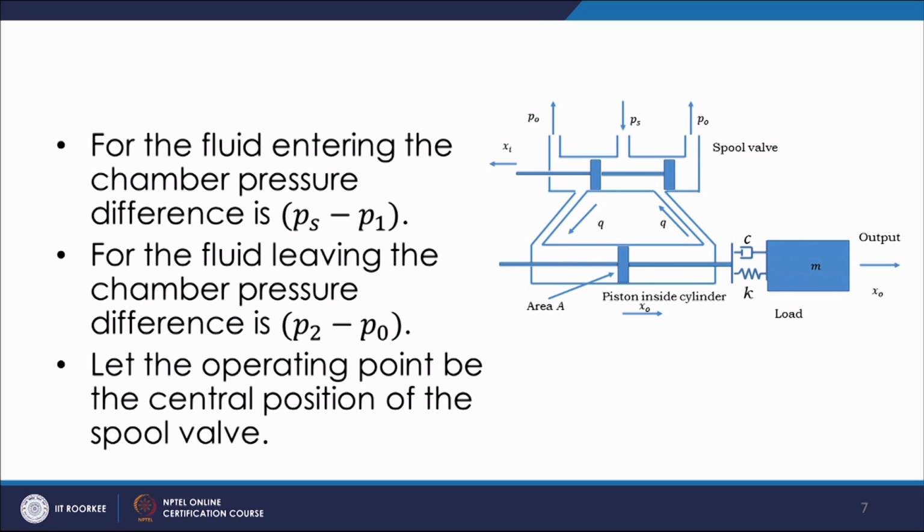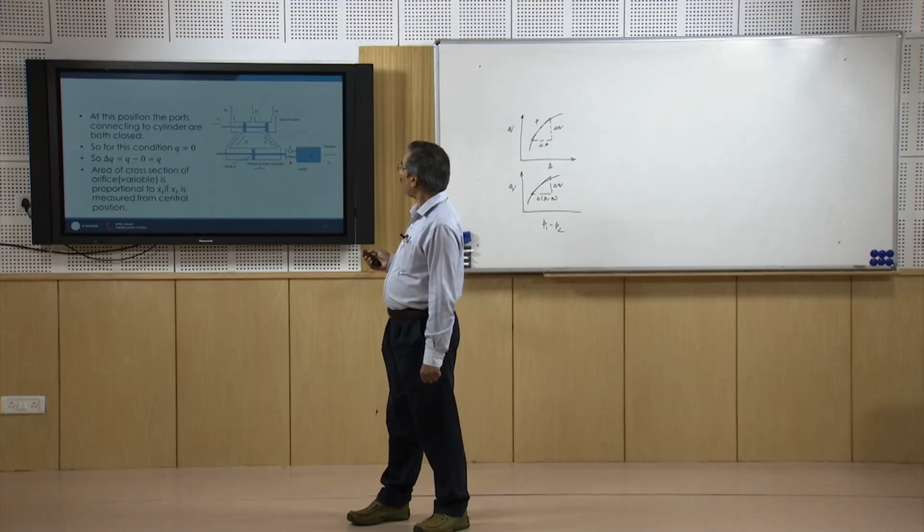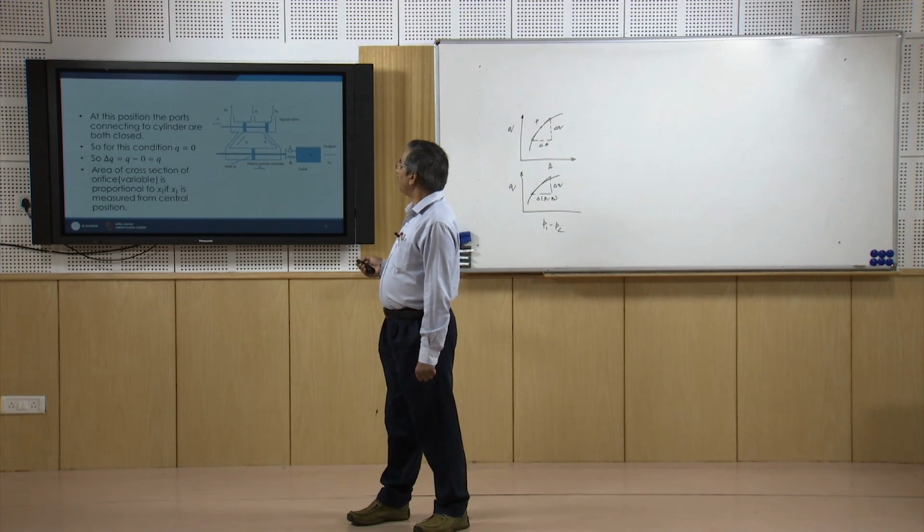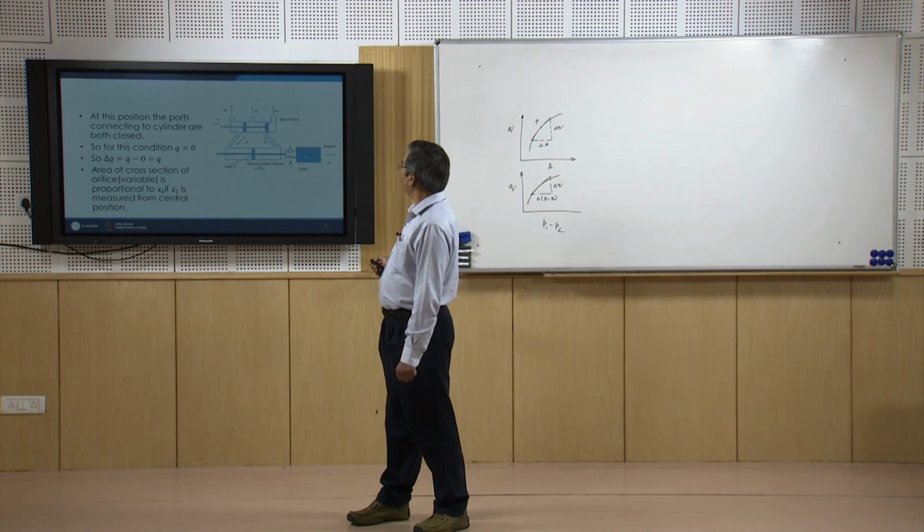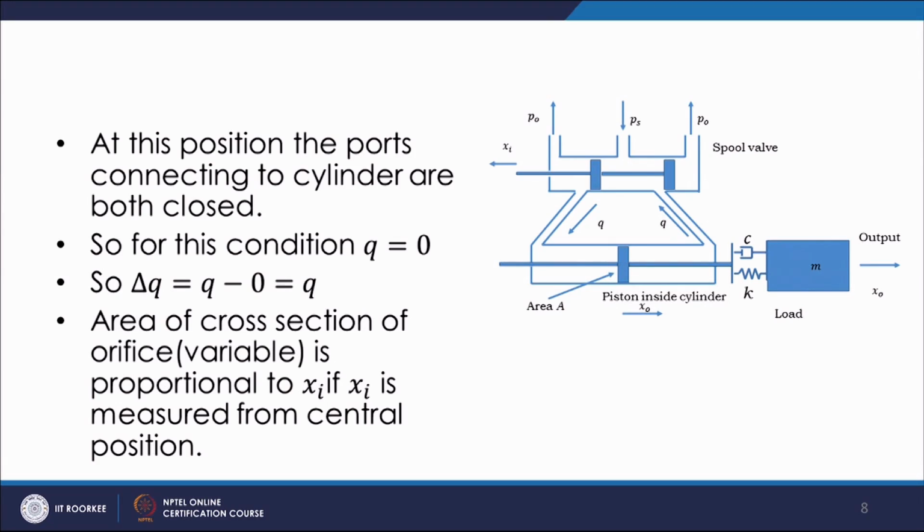Okay. And let the operating point be the central position of the spool valve. Now, at this position, that is the central position here, the ports connecting the cylinder are both closed. At the central position, these ports are closed. So, for this condition the Q is going to be 0. So, whatever be the delta Q or the change will be basically Q minus 0, or it will be Q.